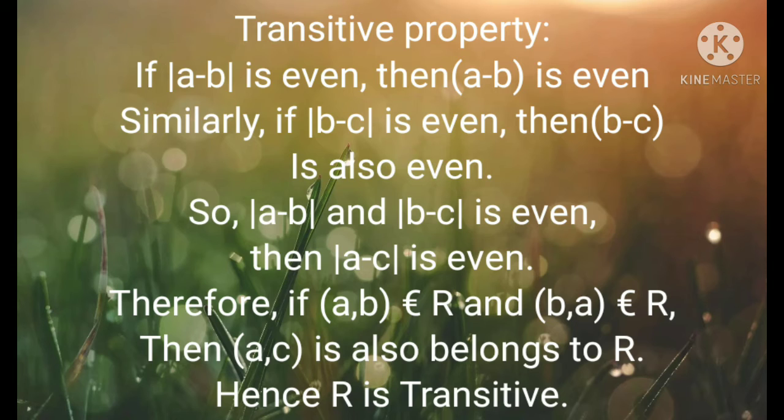Transitive property. If a minus b is even, similarly, if b minus c is even, then a minus b and b minus c are even. Then a minus c is even. Therefore, if (a, b) belongs to R and (b, c) belongs to R, then (a, c) also belongs to R. Hence, R is transitive.